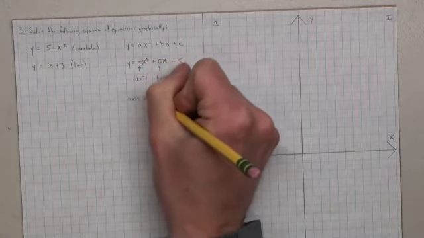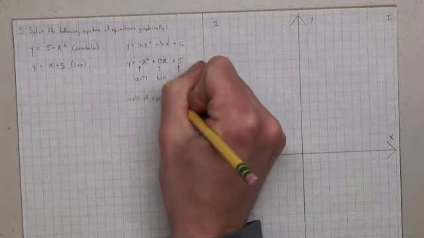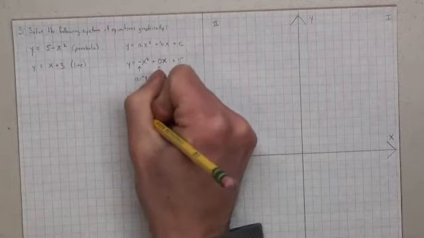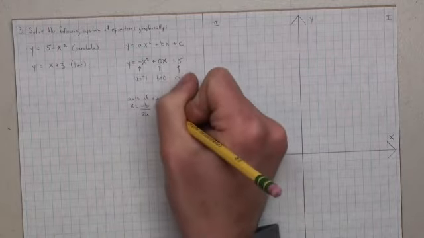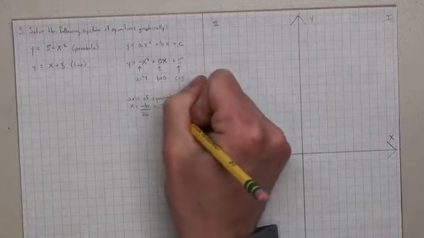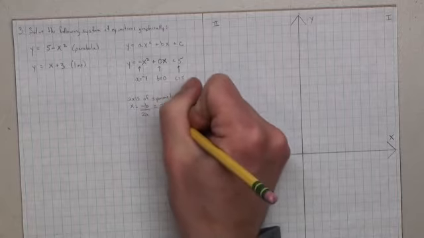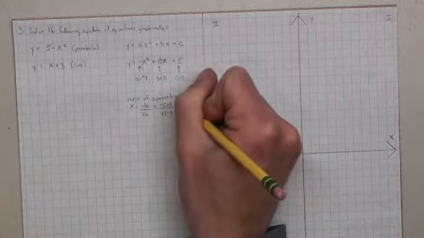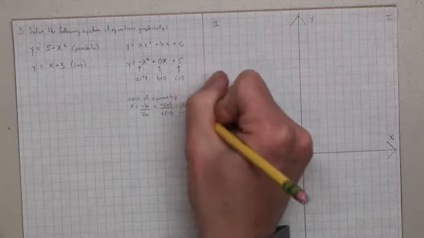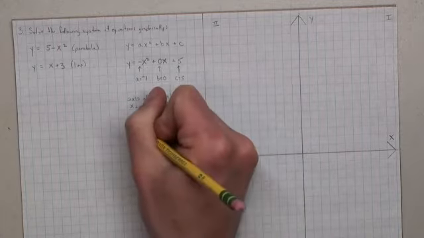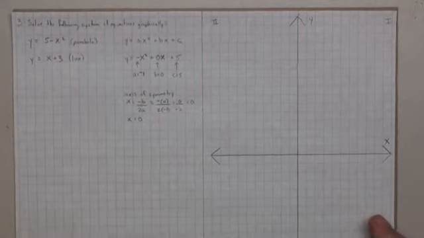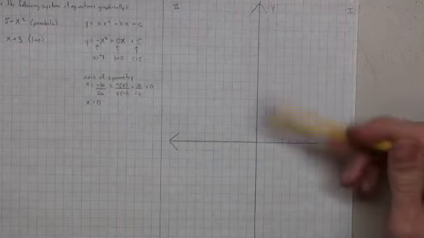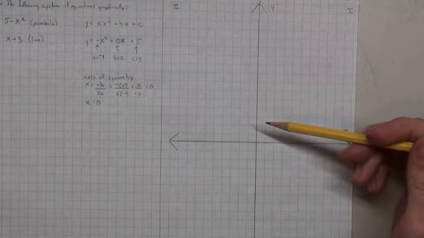Axis of symmetry is x equals negative b over 2a. So that's going to be negative 0 over 2 times negative 1. That's going to be 0 over negative 2, which is 0. So my axis of symmetry is x equals 0. Okay? So that means that my y-axis is my axis of symmetry.